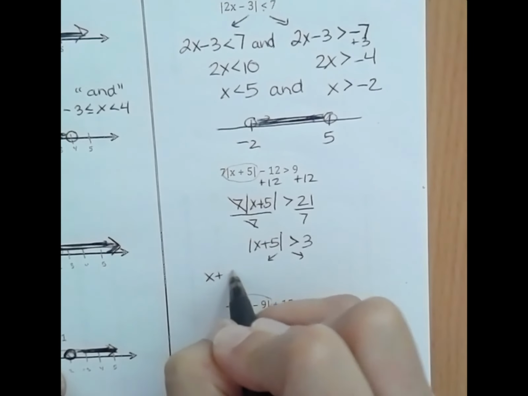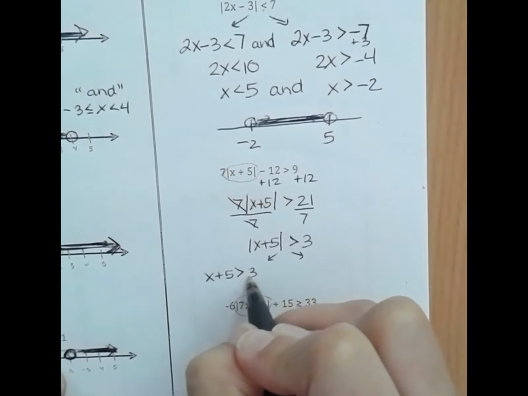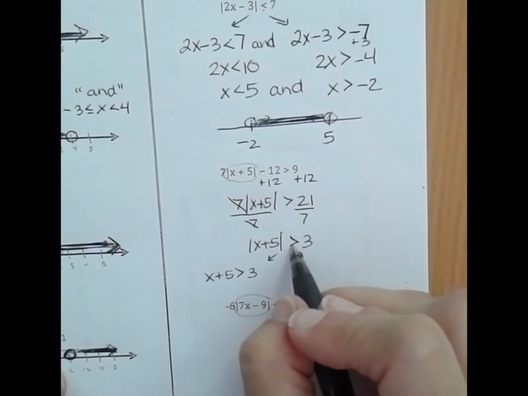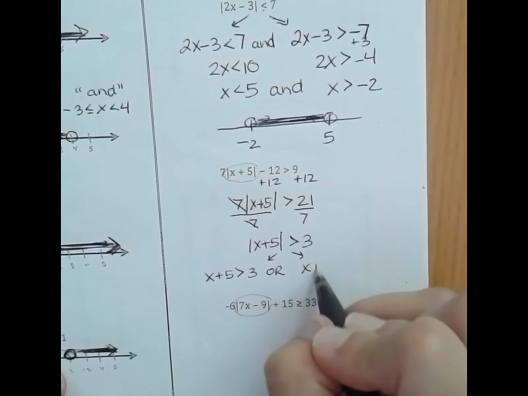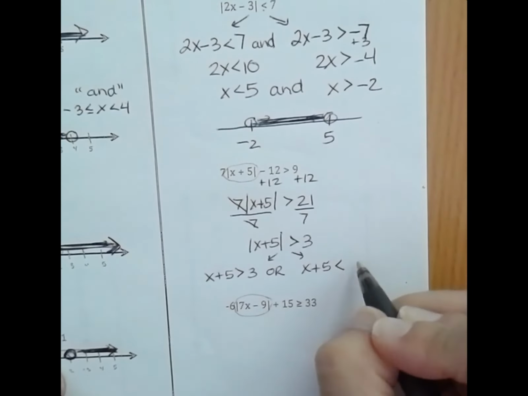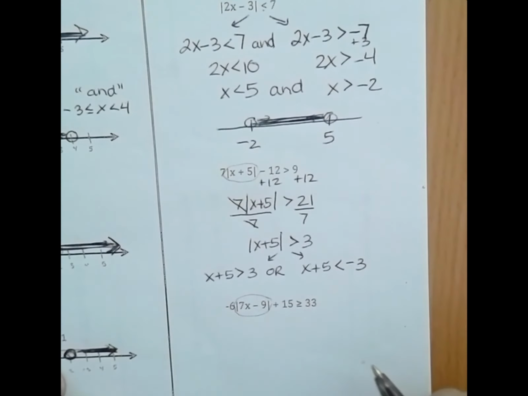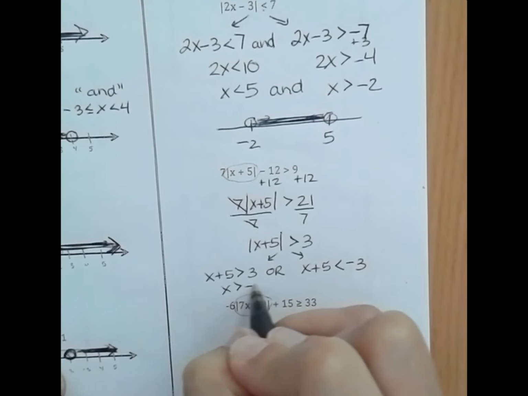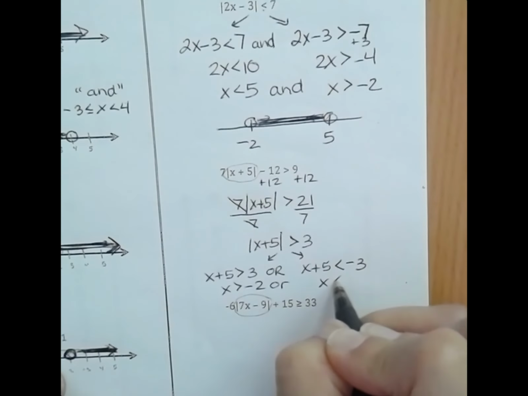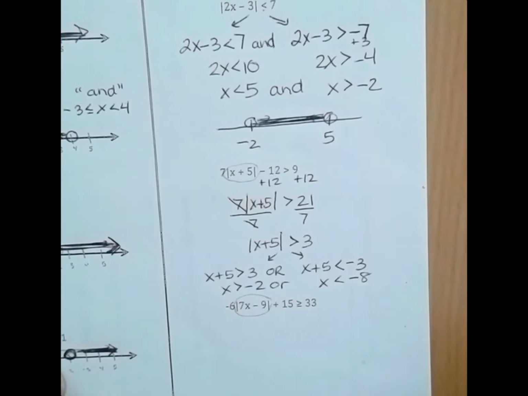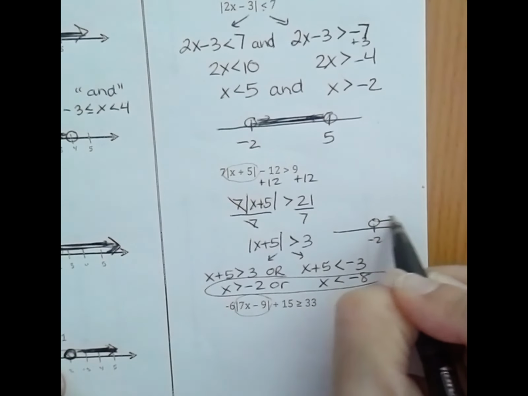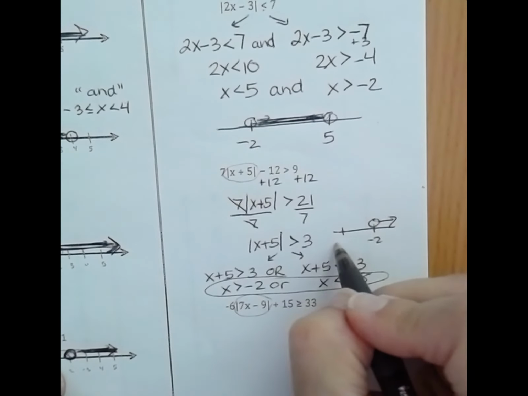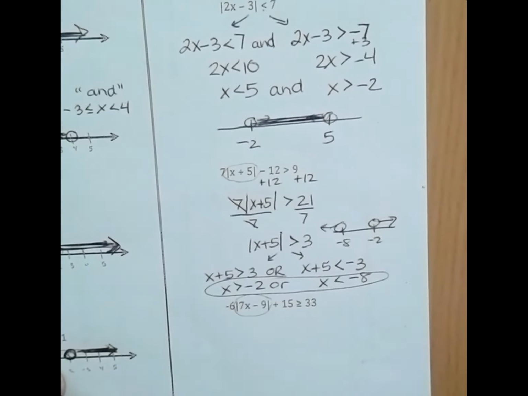So the first one is always written exactly the same without the absolute value. This is a greater than, so it's going to be an or. And then the second one, I flip the sign and I make the 3 a negative 3. Okay, so we get x is greater than negative 2, or x is less than negative 8. So that's a typical or.